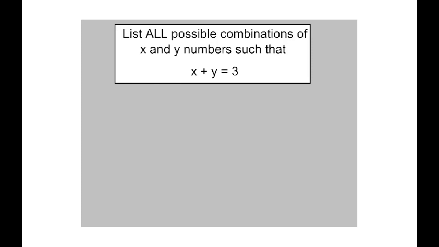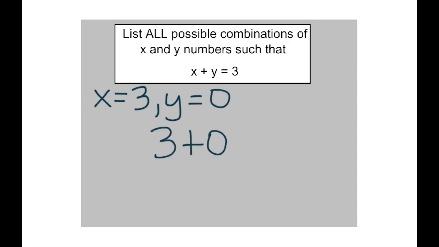Now I'm going to give you an example, and then I want you to pause the video and see how many you can come up with. The first one that I'm going to give you is, what if x equals 3 and y equals 0? Then do you agree that 3 plus 0 equals 3? I do. Okay, so now your job is to pause the video and come up with as many as you can.